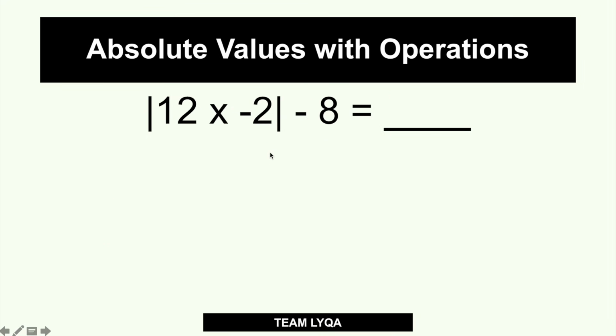Next one, right here. Ito, may multiple operations na. Again, start tayo muna doon sa nasa absolute value. So, you have 12 times negative 2. Dahil magkaiba sila ng sign, this is negative. Okay?